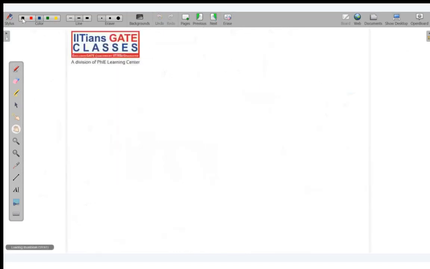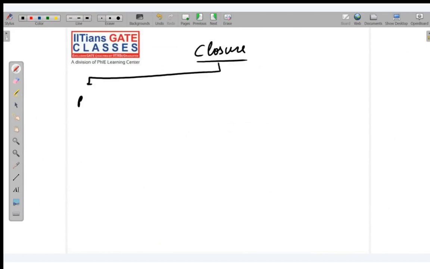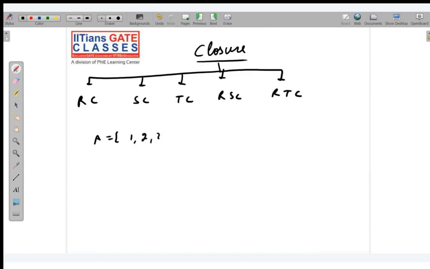Okay, so now we will start the next topic, that is closure. We are going to study a total of 5 types of closure: reflexive closure, symmetric closure, transitive closure, reflexive symmetric closure, reflexive transitive closure. Total 5 types of closures are there. So if we have a set A as {1, 2, 3}, and I take a relation R as {(1,1), (2,2), (2,3)}.